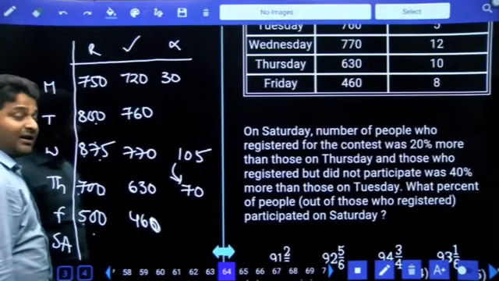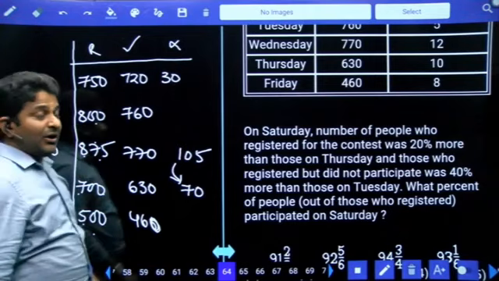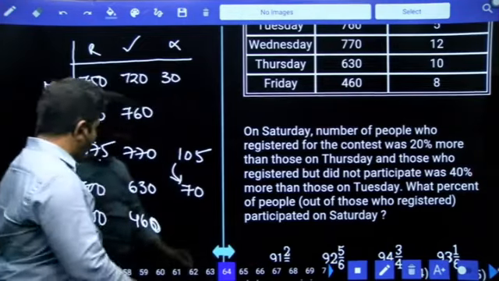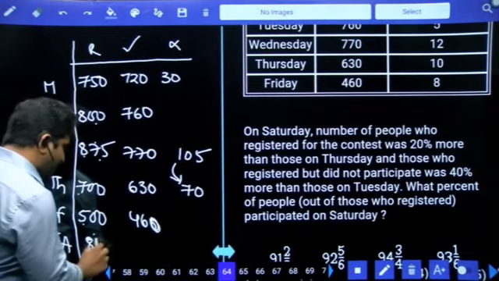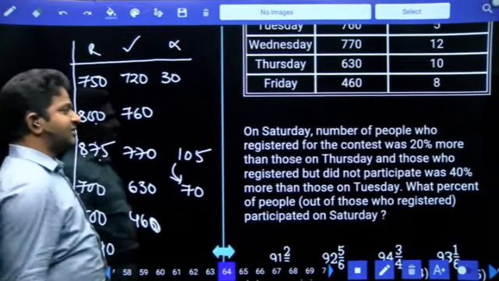Saturday, first of all, you don't have details about Saturday. The number of people who registered for the contest was 20% more than those on Thursday. Now on Saturday, total registered people are 20% more than on Thursday. Thursday we have 700. 20% of 700 is 140. 140 more in the sense this becomes 840 registrations.